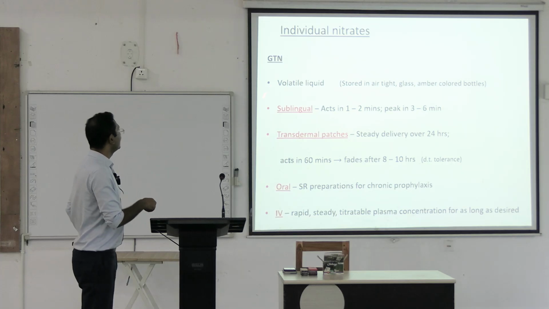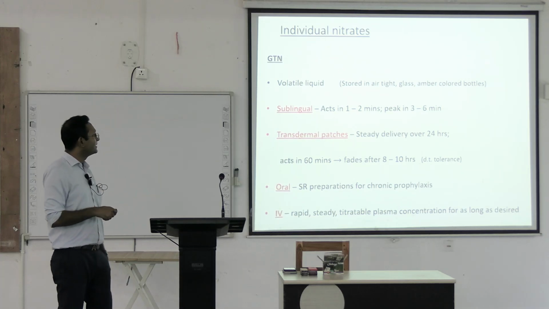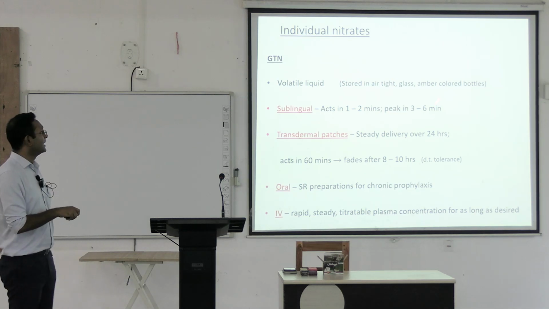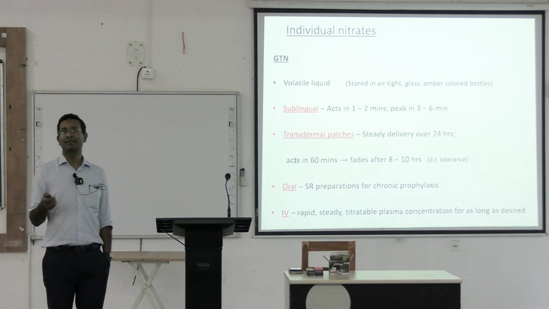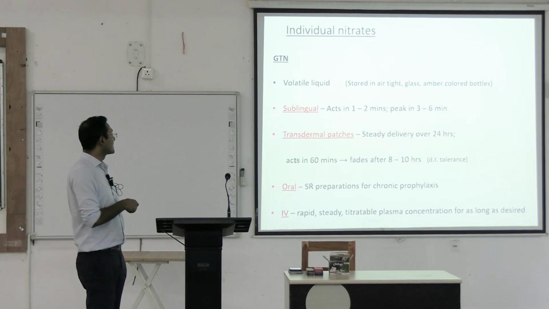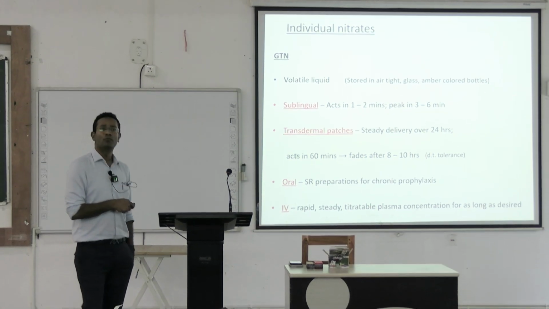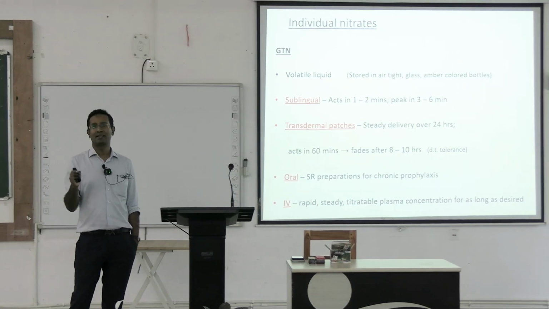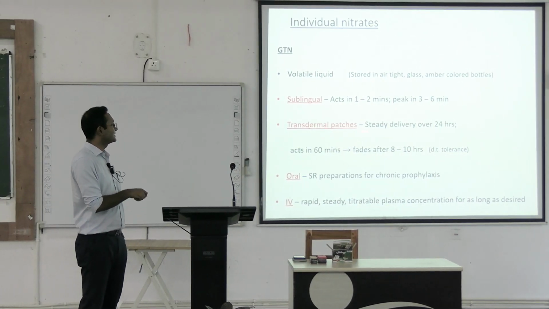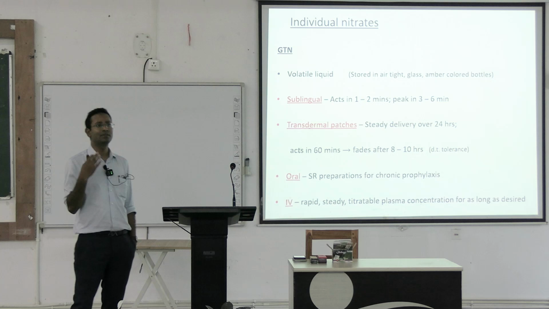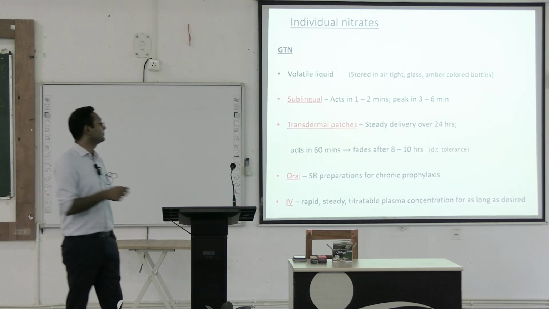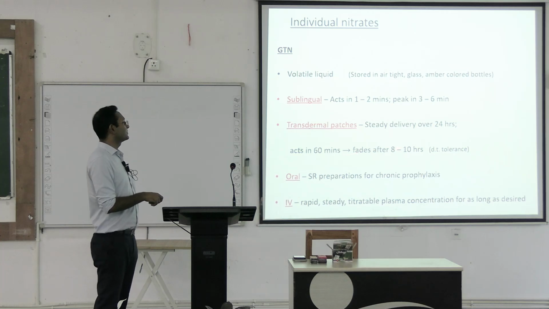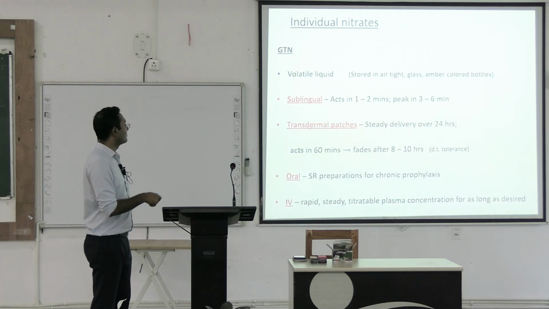Now, coming to individual nitrates, GTN. It's a volatile liquid stored in airtight glass containers. It's not stable in plastic containers, and is stored in amber colored bottles to prevent degradation due to sunlight. Sublingually given, it acts within 1 to 2 minutes, effect peaks at 3 to 6 minutes, and the effect stays for around 30 minutes. Transdermal patches give steady delivery over 24 hours, but there are chances of development of tolerance. They act in 60 minutes and fade after 8 to 10 hours due to development of tolerance.